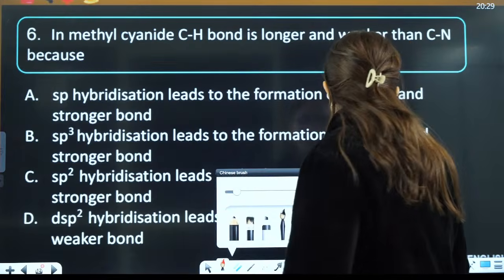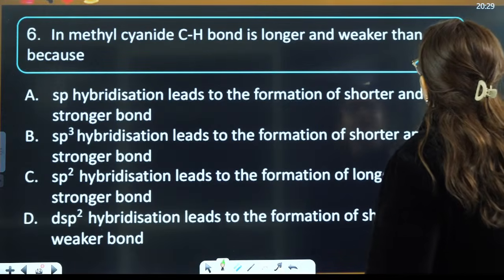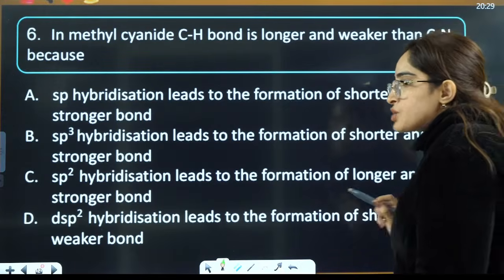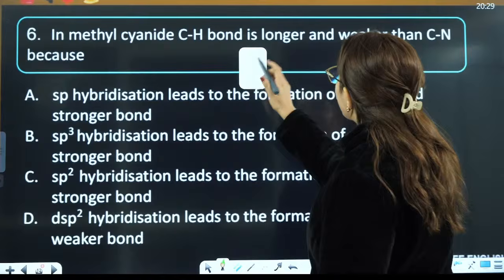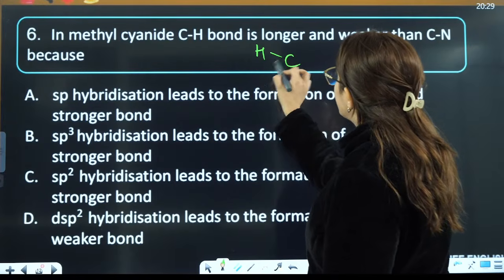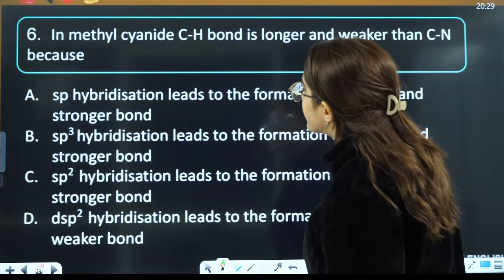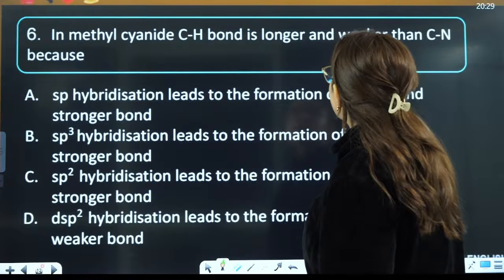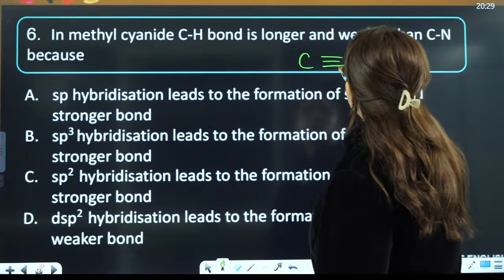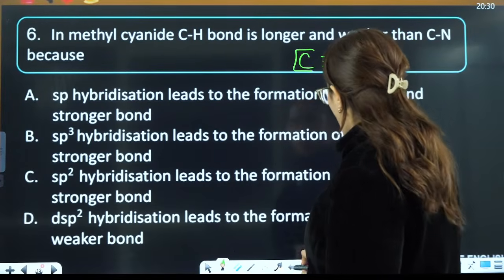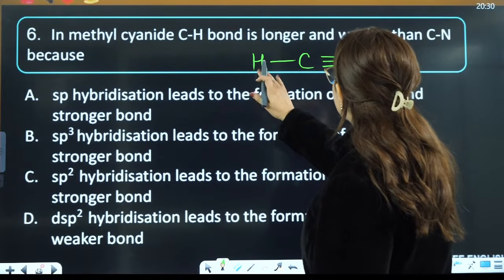Okay, so see this. In methyl cyanide, the C-H bond is longer and weaker than C-N because... So what you have here, they are saying that you have CH3CN. Methyl cyanide means this thing. You have 3 H here and 1 triple bond. In methyl cyanide, the C-H bond is longer than this. So if I talk about cyanide, that is this bond, right? And this bond here, that is the H bond, that is going to be C-H, right?